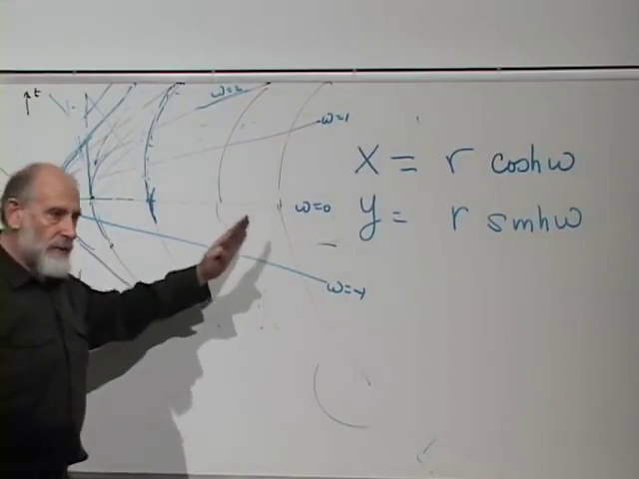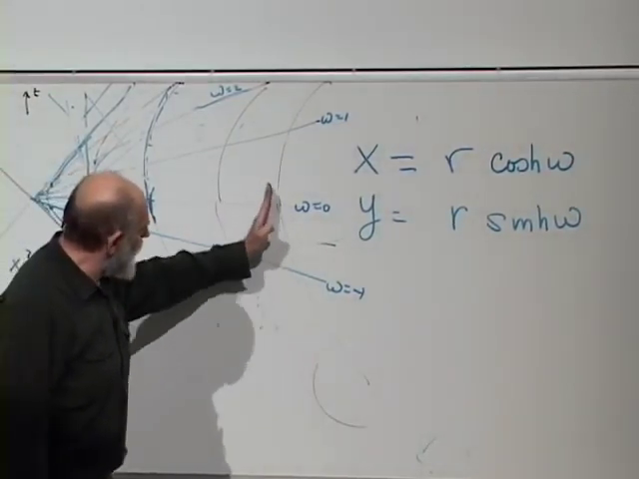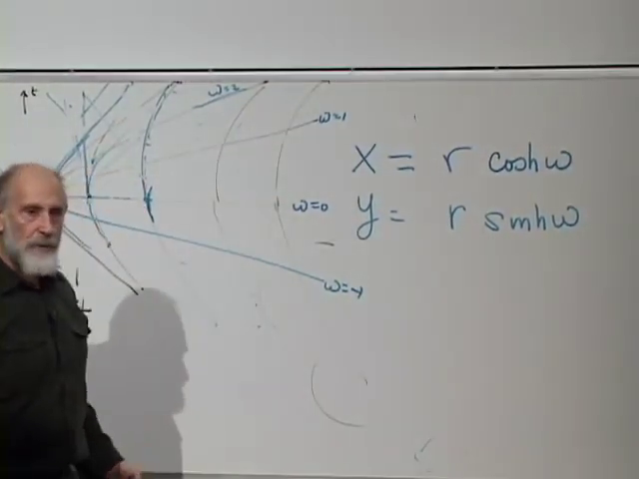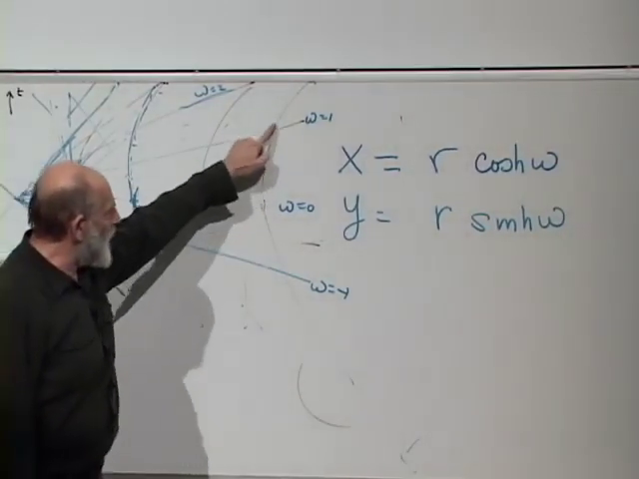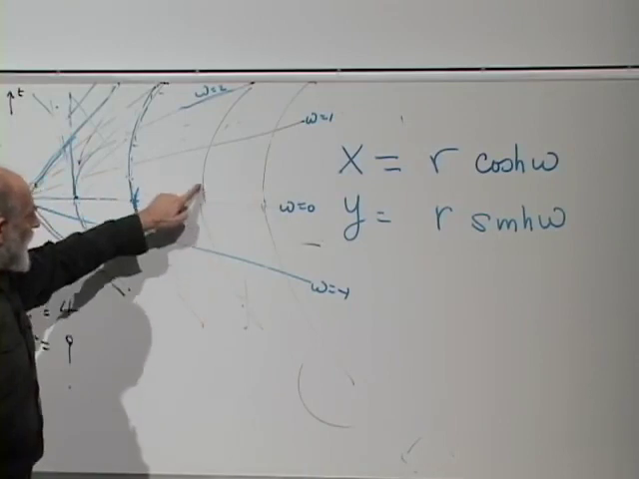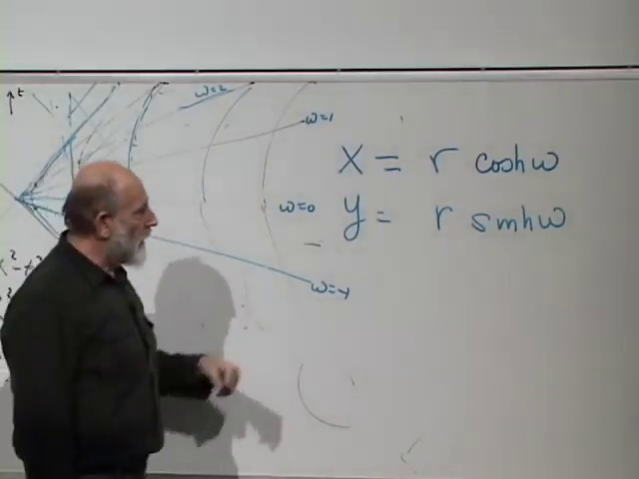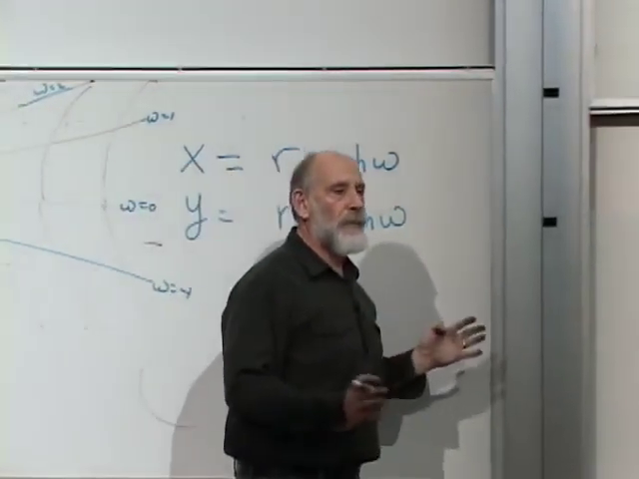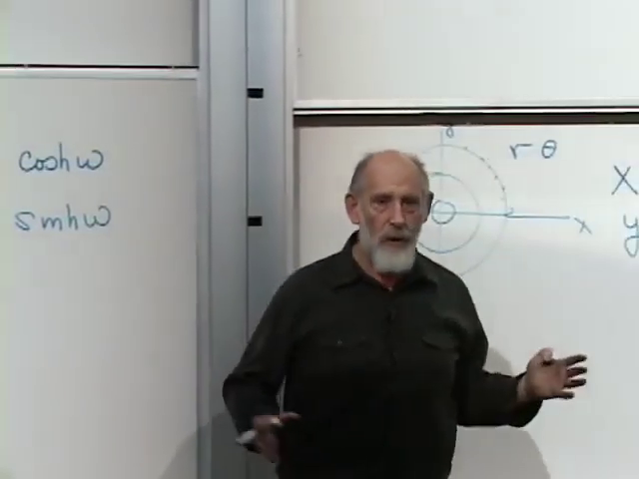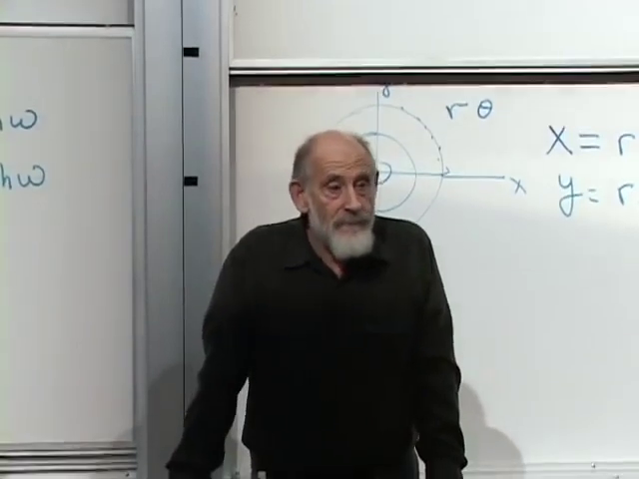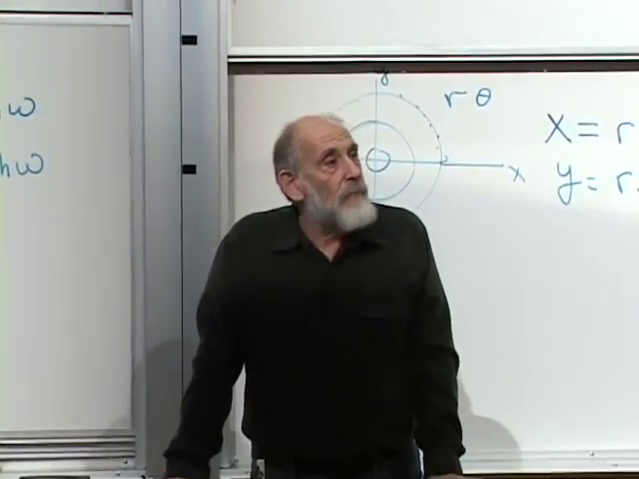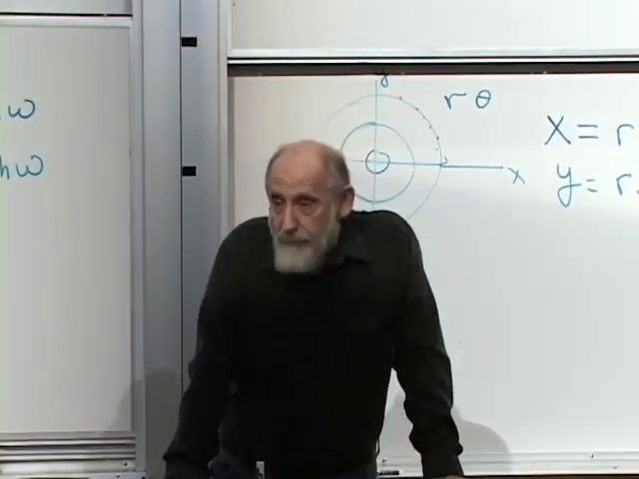And omega is the thing which the observer along here experiences as a kind of time. It varies from here to here to here to here. It varies from here to here to here to here. Hyperbolic cosine, what does hyperbolic cosine range over? From what to what? Or what does omega range over? Minus infinity to plus infinity.